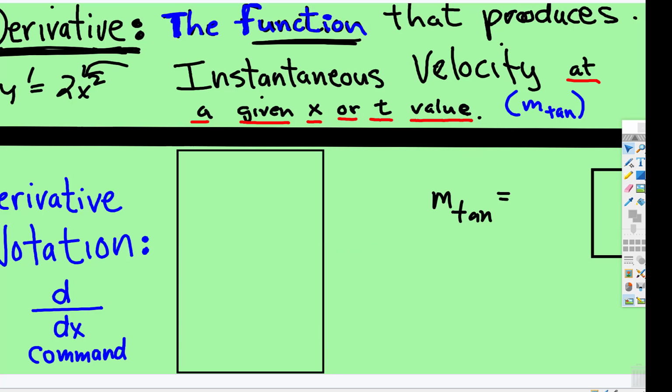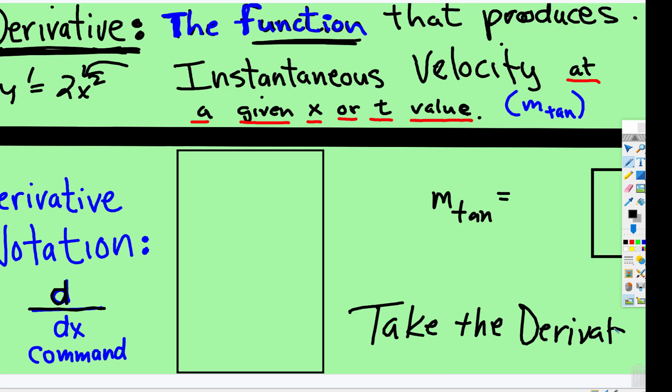First of all, anytime you see a d by itself over dx, or it could be a different variable than x, that is essentially the command. It is commanding you to take the derivative. It's not telling you what the derivative is. This expression is the command to take the derivative.